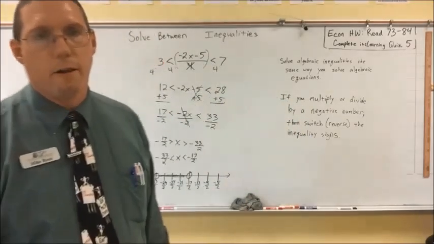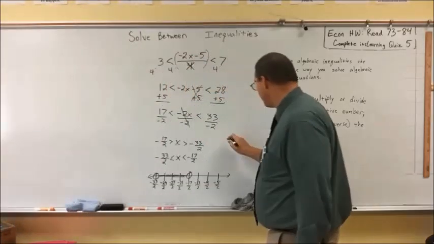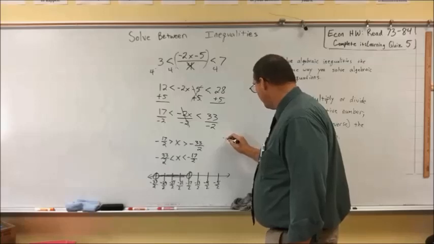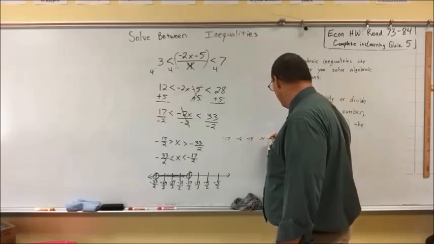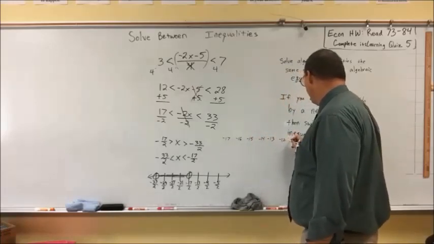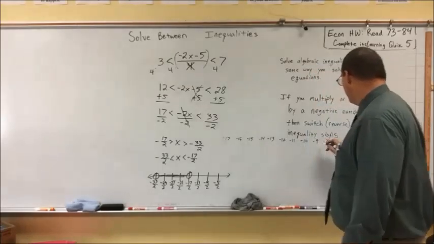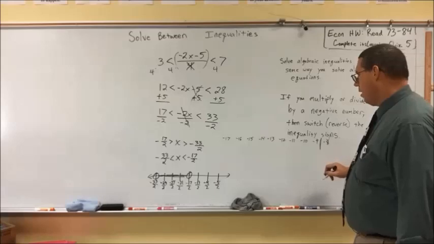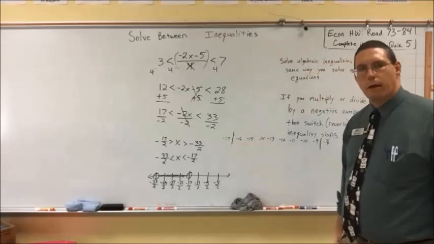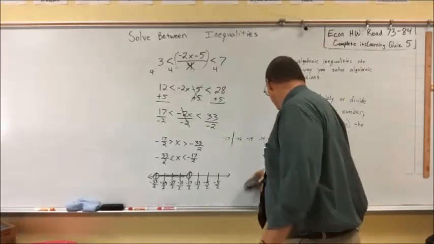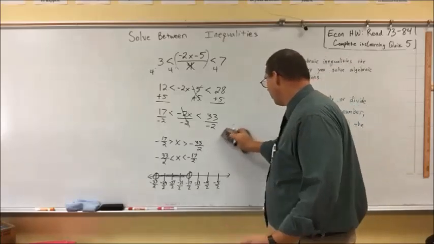You might say, Mr. Ryan, I don't like those fractions. Okay, well then you could simply start at negative 17, negative 16, negative 15, negative 14, negative 13, negative 12, negative 11, negative 10, negative 9, negative 8, and then you could put your negative 17 over 2 right here, and you can put your negative 33 over 2 right here and draw your graph. Just do it whichever way is correct and consistent with something that you're comfortable with.